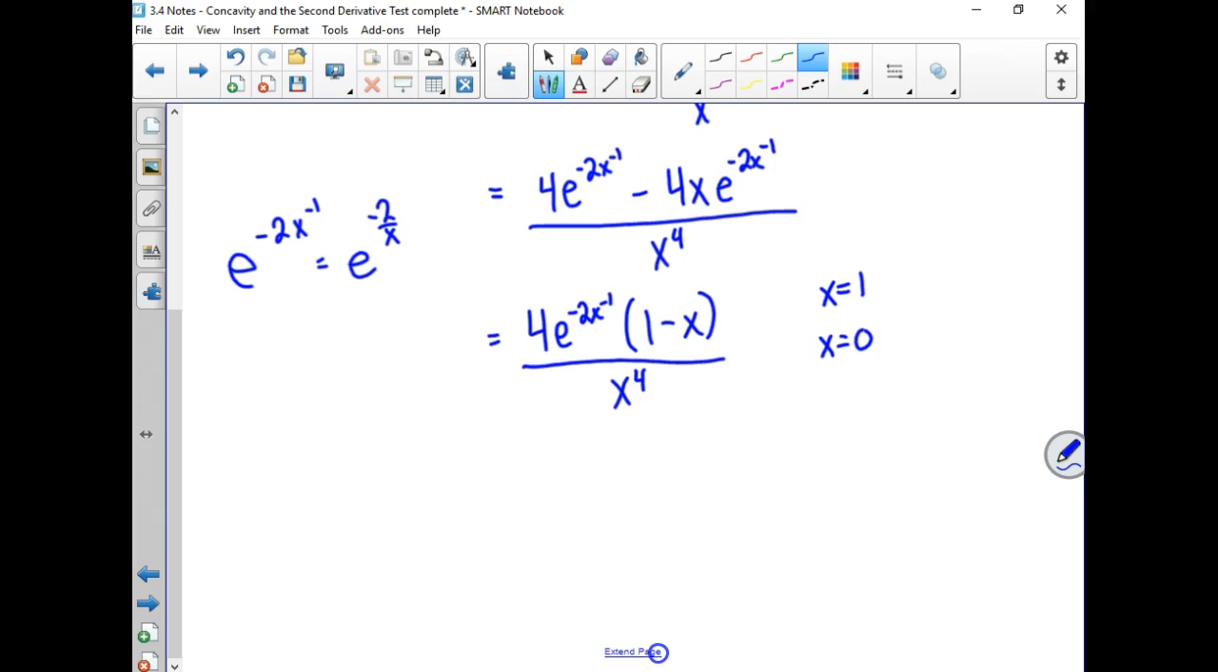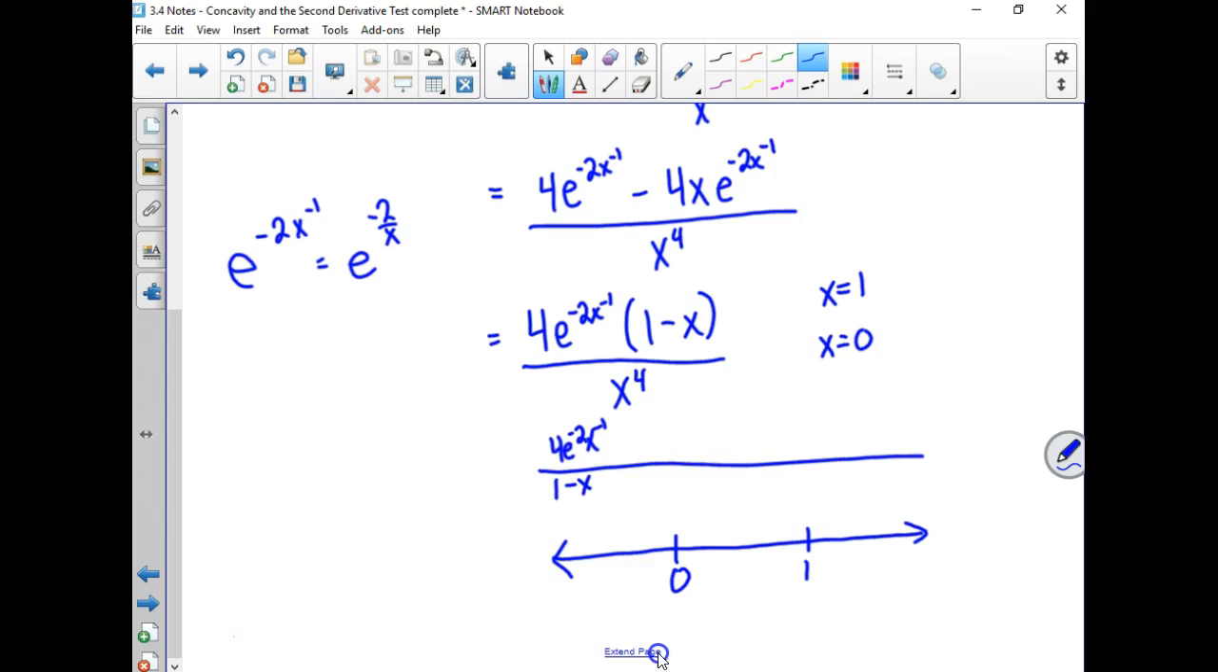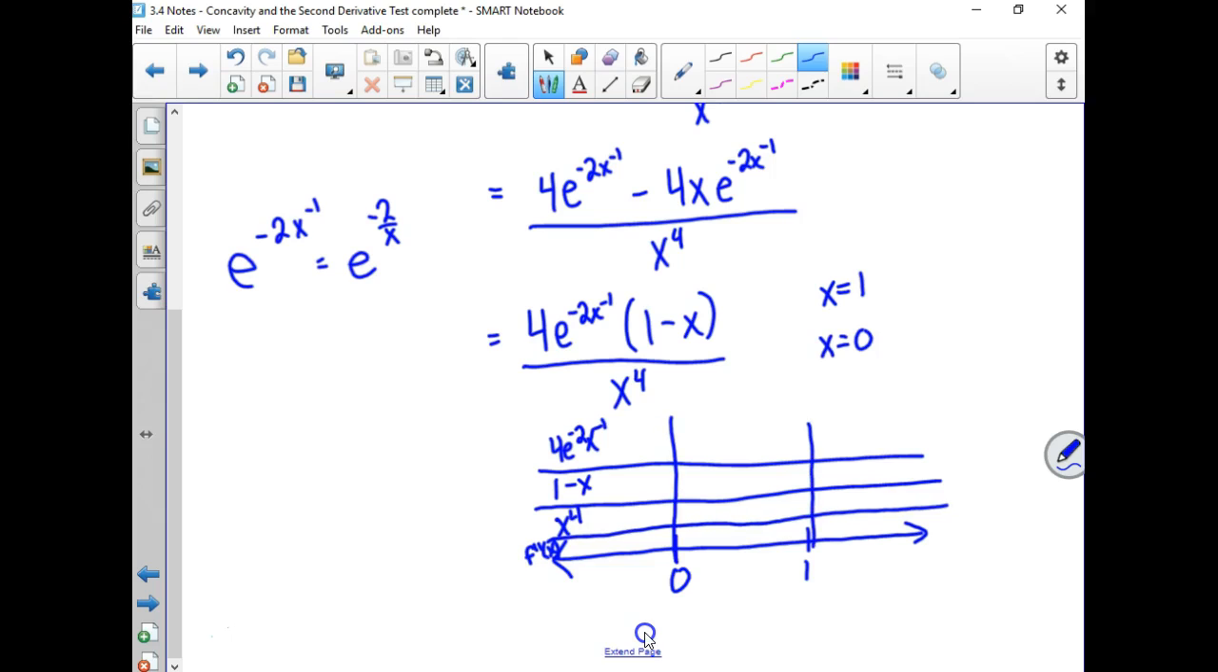All right. So on our sign line, we will have 0 and we will have 1. And I've got 4e to the negative 2x to the negative 1. I've got 1 minus x, and I've got x to the 4th. And I've not left room for my answer there very much. Let's see, f double prime of x. So, 4e to the negative 2x to the negative 1, always positive. All right, x to the 4th, always positive.